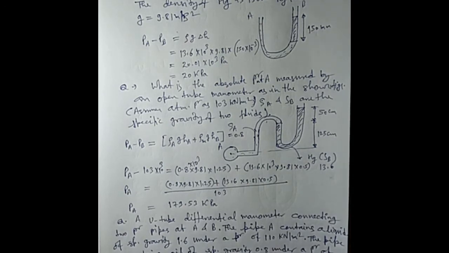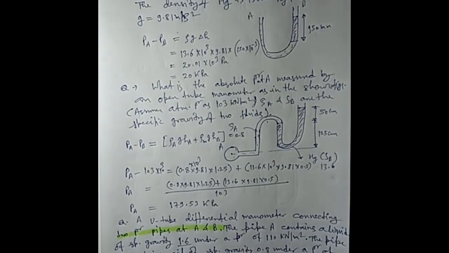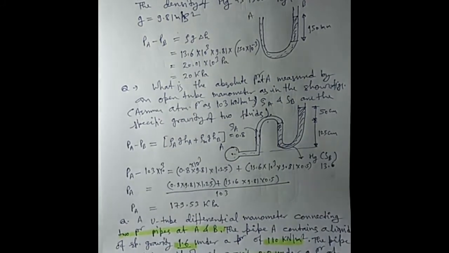Now a small example for U-tube differential manometer. A U-tube differential manometer connecting two pressure pipes at A and B. Now we draw a diagram below. The pipe A contains a liquid of specific gravity 1.6 under a pressure of 110 kN per meter square. The pipe B contains oil of specific gravity 0.8, pressure 200 kN per meter square. Find the difference of pressure measured by mercury as fluid filling the U-tube.